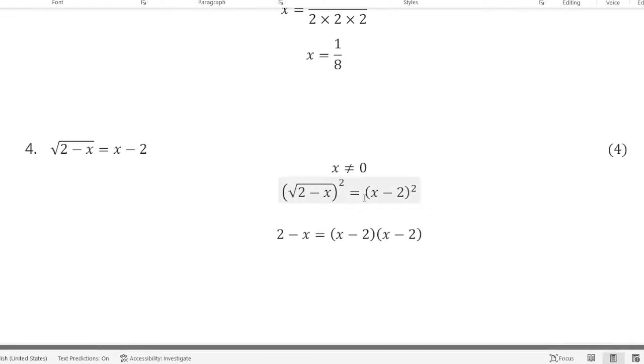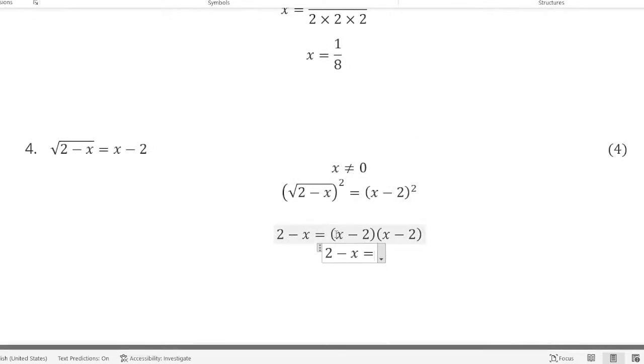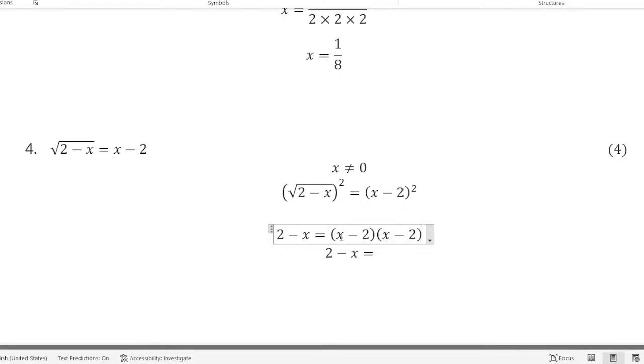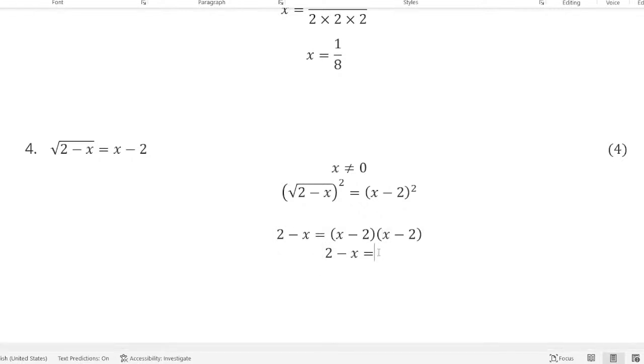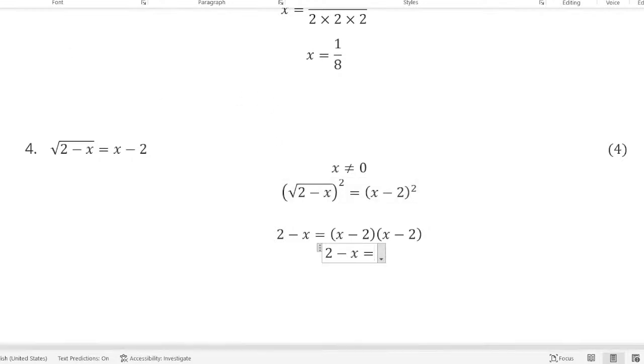Then let's simplify the right hand side. 2 minus x is equal to, remember this, we're going to apply the FOIL: first terms, outer terms, inner terms, and last terms. So we're going to say x multiplied by x, these are first terms, so here we have x squared.